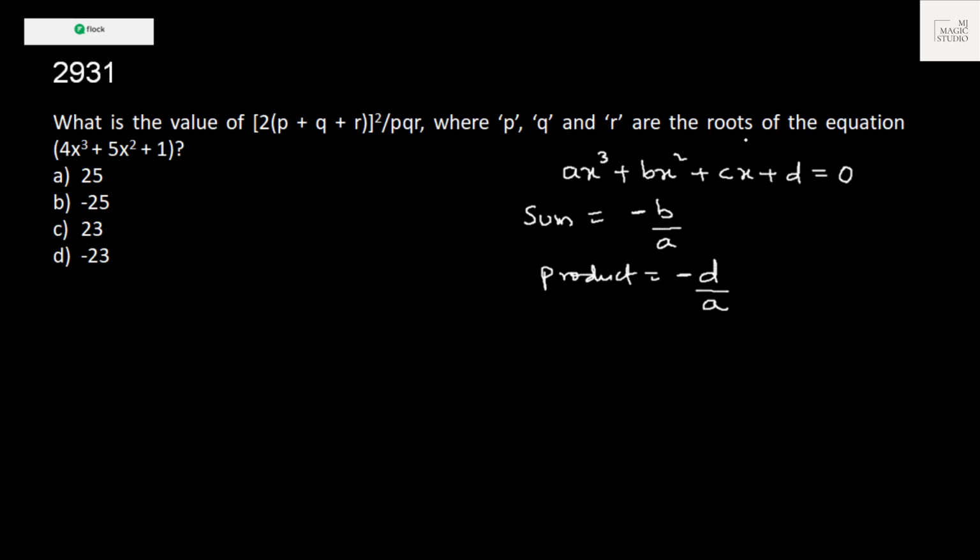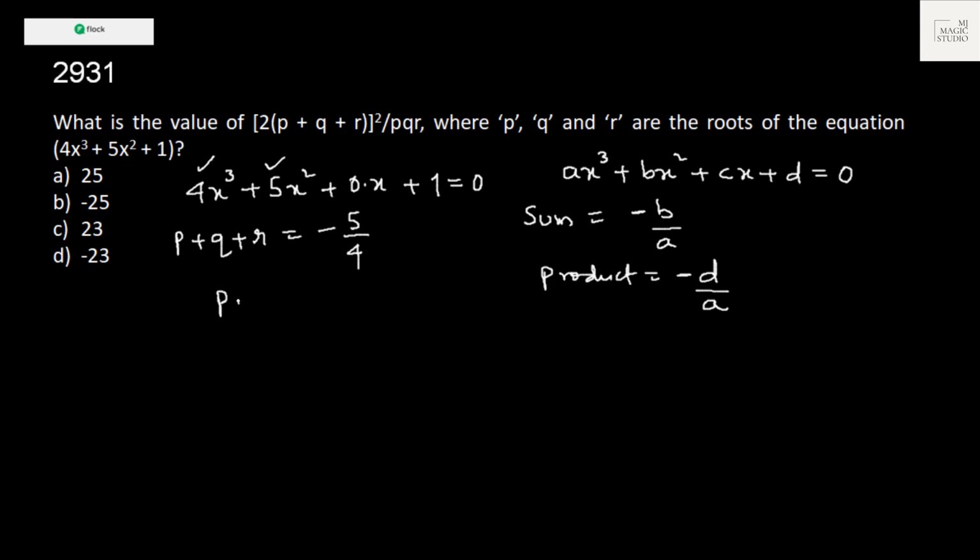So here p, q, r are the roots of the equation 4x cube plus 5x square plus 0 into x plus 1 equals 0. Then the sum of roots, that is p plus q plus r, will be equal to minus b by a, that is minus 5 by 4, and the product of roots, that is p into q into r, will be minus d by a, that is minus 1 by 4.